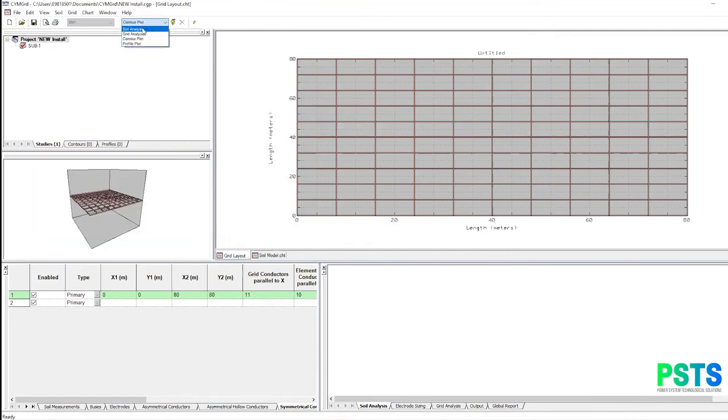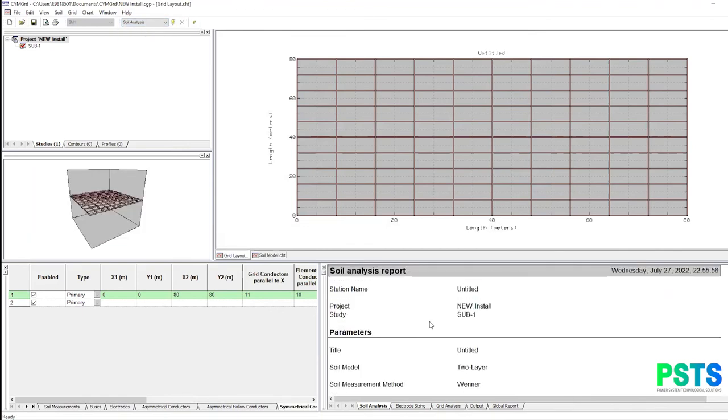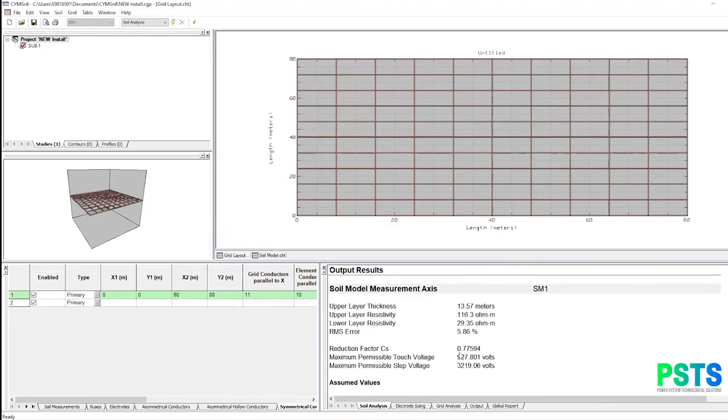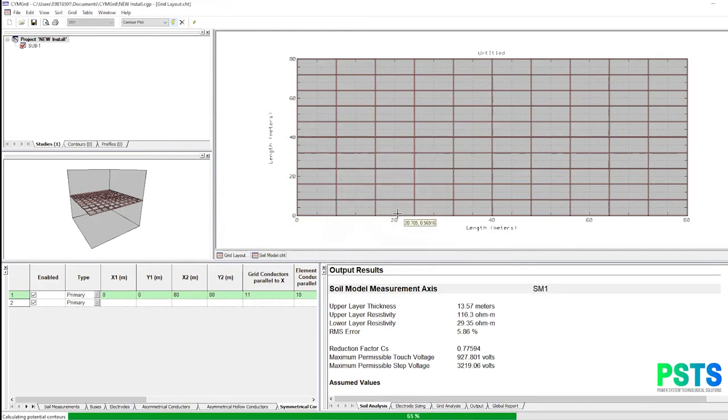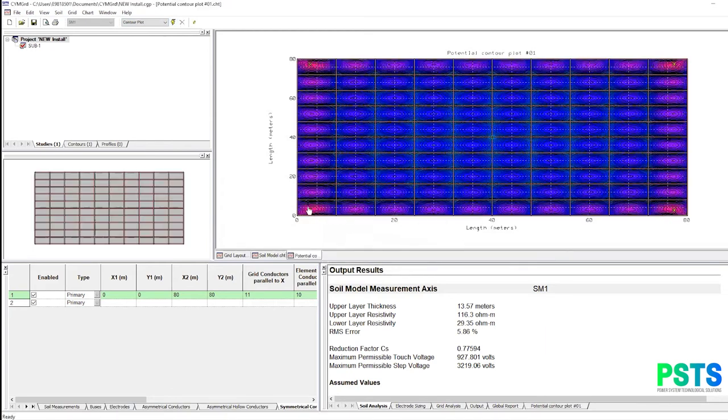So you have to do your soil analysis again, because you see your touch potential is higher now, 927 volts. This will help you. And the contour plot now, you don't have to do the grid analysis again because it's the same resistance. But you see now you're better.